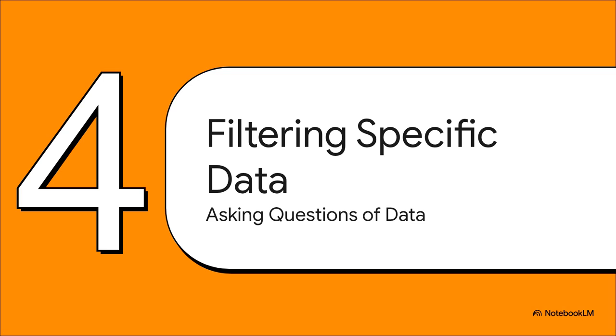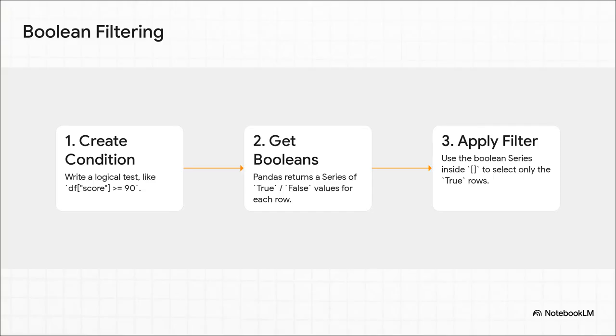Okay, so selection lets us grab specific pieces by name or by position. Filtering takes that a step further. This is how we start asking really complex questions of our data, like which students scored above 90, or which AI students are from Kochi. The magic behind filtering is something called boolean indexing. It might sound a bit technical, but it's really a simple three-step process.